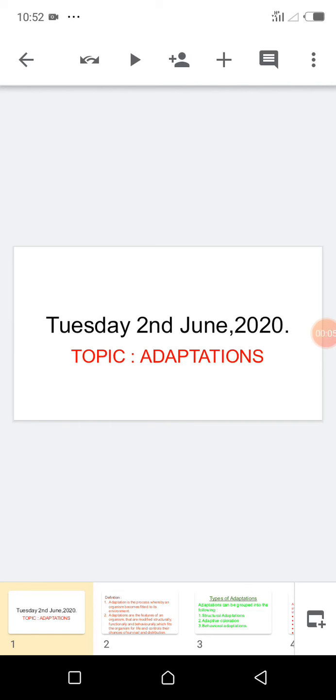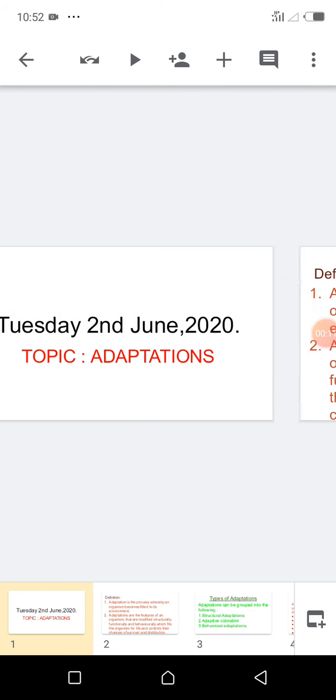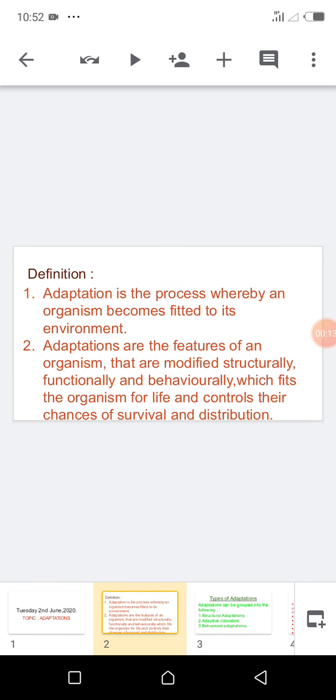I am Mrs. Adibalogo and our topic for today is adaptations. So here you'd find we have two definitions. Note the difference. Number one, adaptation without the S is a process whereby an organism fits into its environment. So that's the process whereby an organism becomes accustomed, becomes used to its environment.